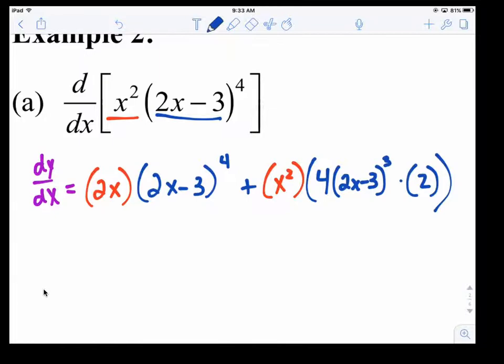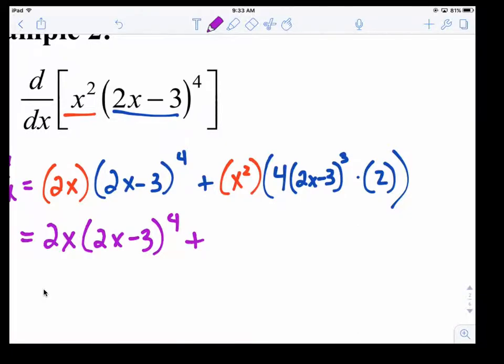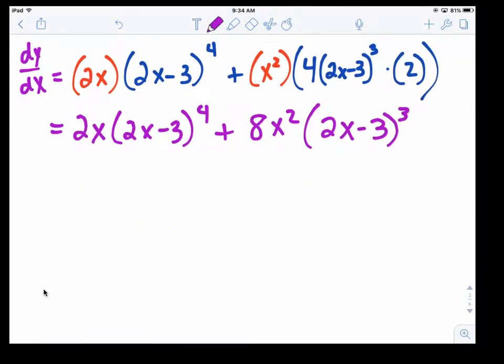All right, so let's clean that up. So I have 2x times 2x minus 3 to the 4th. I have plus, looks like I have a 1, a 4, and a 2. So that's going to give me 8x squared times 2x minus 3 cubed. We can leave it like that, or we can keep going.